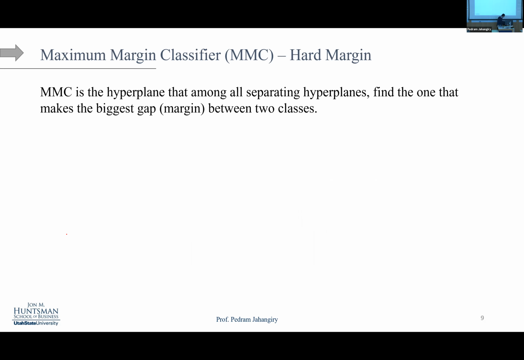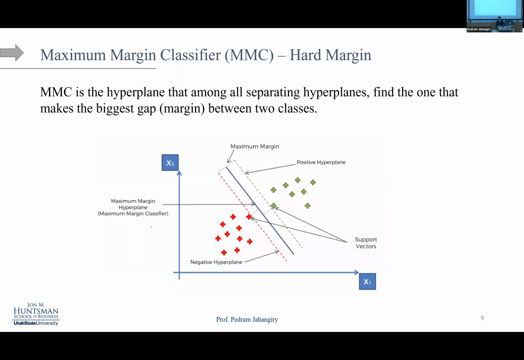Okay, starting with MMC, maximum margin classifier, or we call it hard margin. So this MMC is a hyperplane that, among all the separating hyperplanes out there, in the example of classification we saw 3 of them, right? Among all of them, it will find the one that makes the biggest gap, biggest margin between 2 classes, right? So to make sure that we understand the terminology, this line is going to be our MMC, maximum margin classifier. Then we have observations. Let's say class red is to the left of the hyperplane, class green is to the right of the hyperplane.